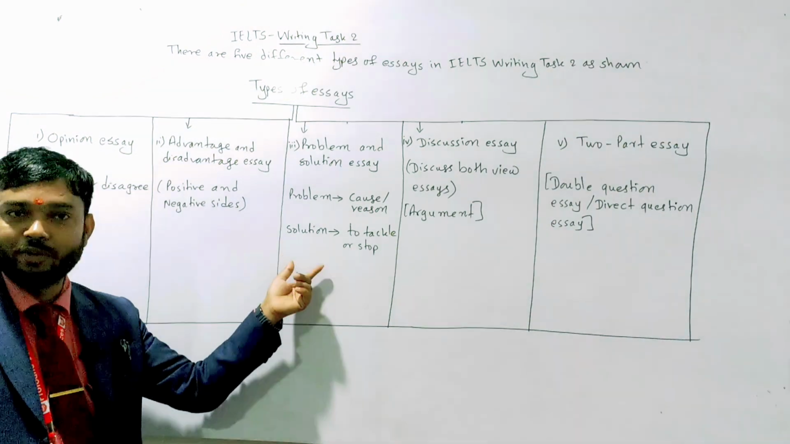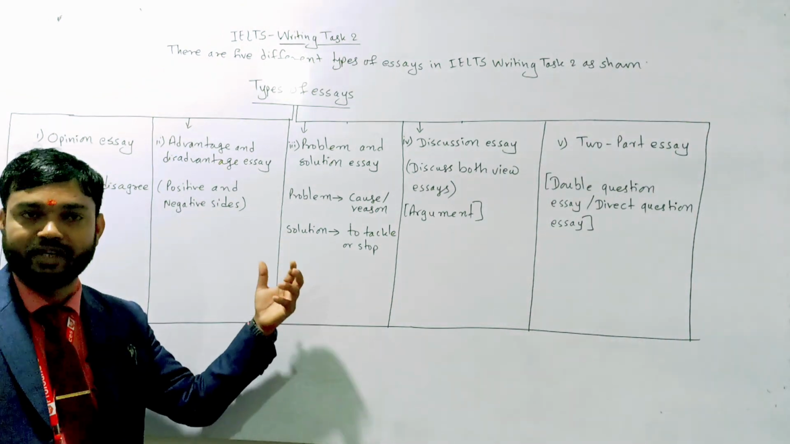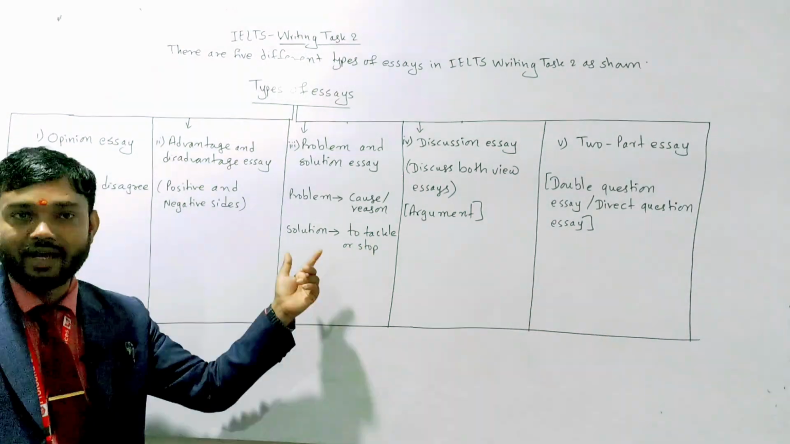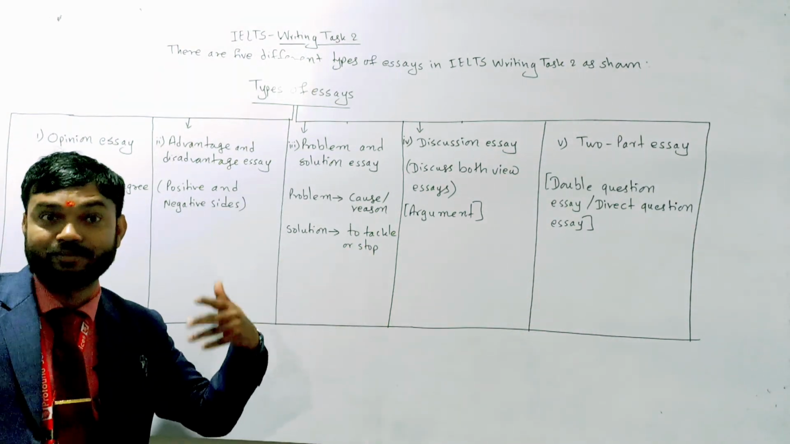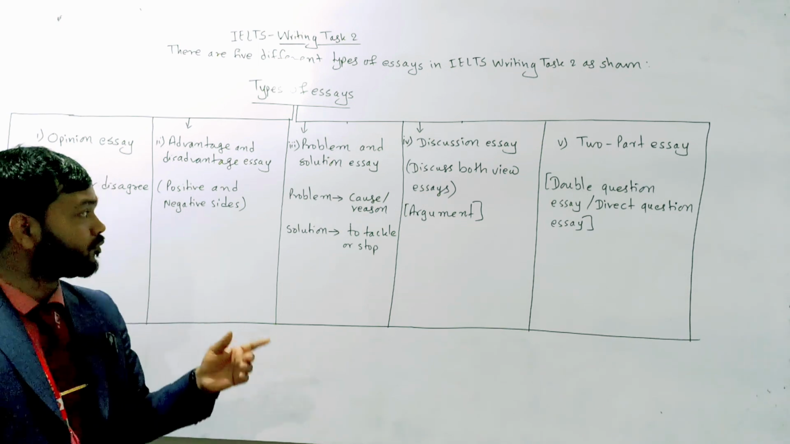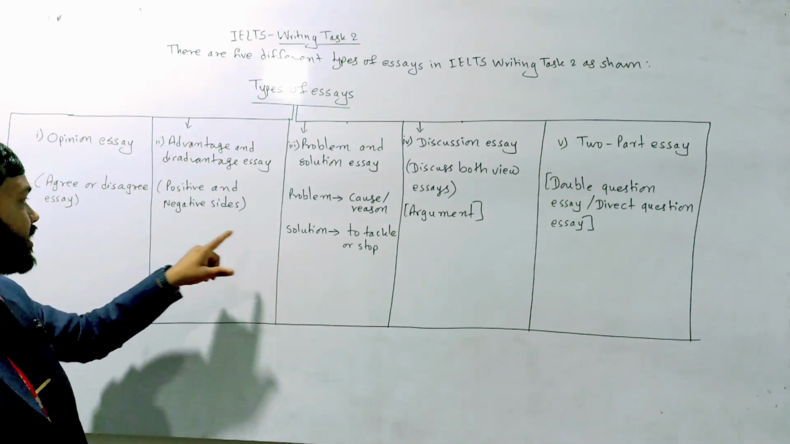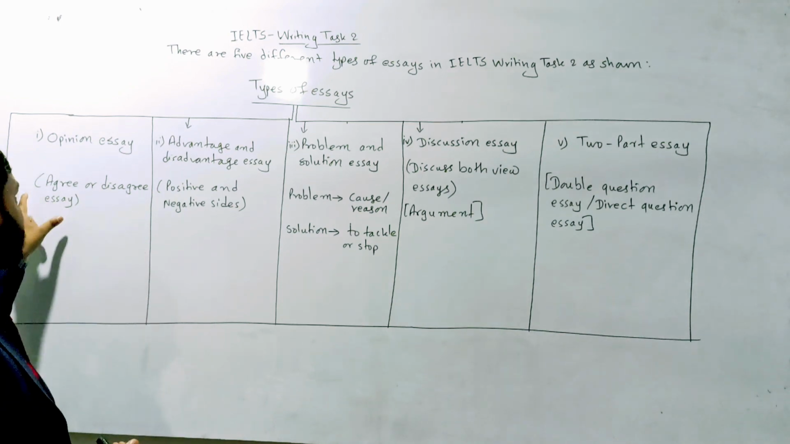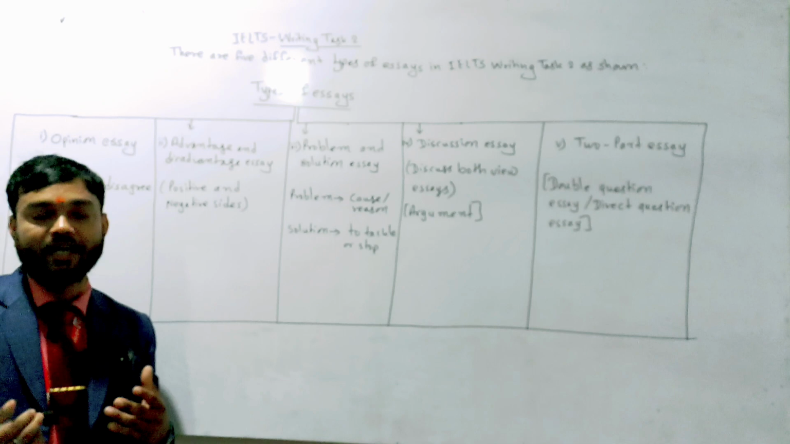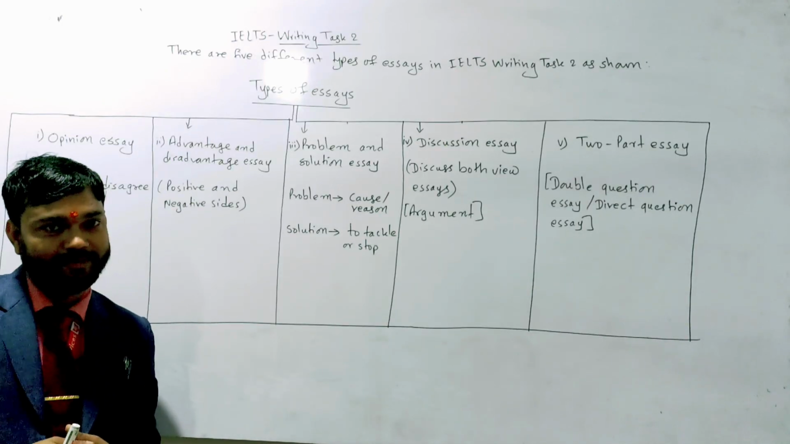Give the supporting elements, supporting ideas with example. How do you stop, how do you avoid, or how do you tackle the same problem, and then give a conclusion. This takes four paragraphs. Look, this essay, opinion, advantage, disadvantage, problem and solution, can be four paragraphs only.